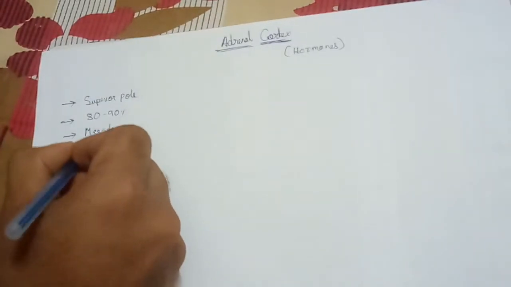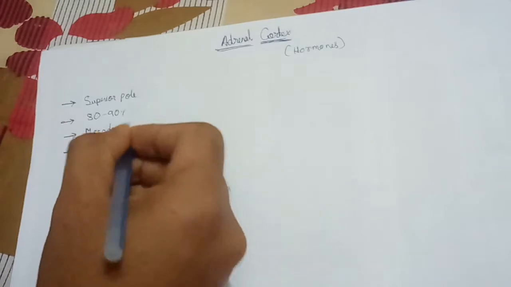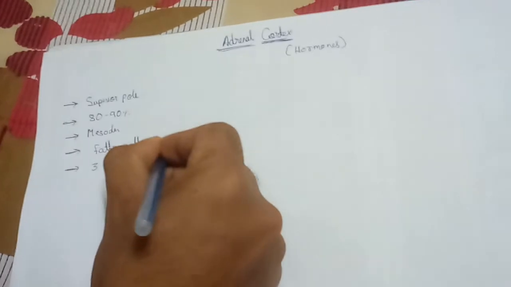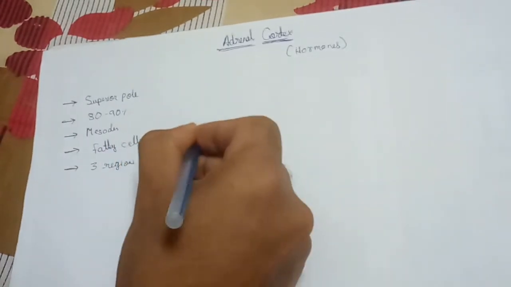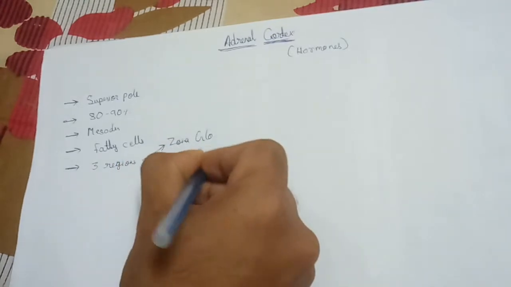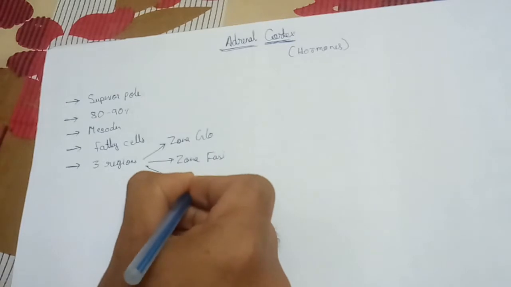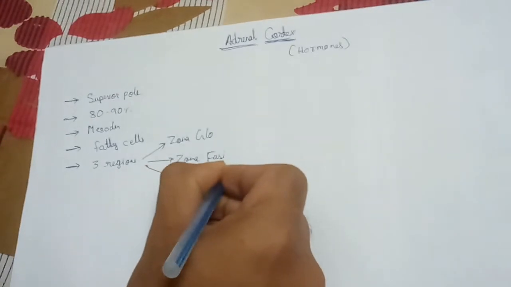The adrenal cortex cells consist mainly of fatty cells, that is, the lipids are included in the cytoplasm as inclusion bodies. The adrenal cortex is divided into three regions. The first one is zona glomerulosa, the second one is zona fasciculata, and the third one is zona reticularis.